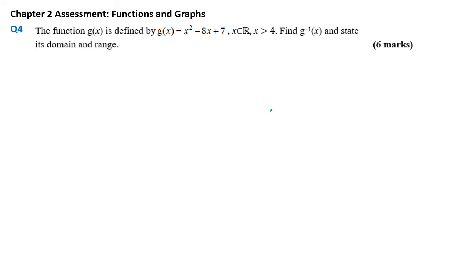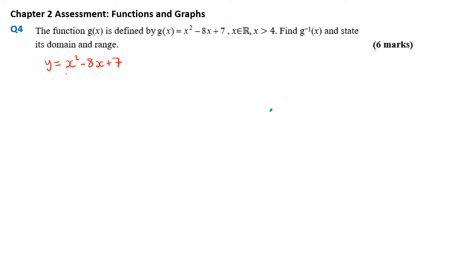So in question 4, we need to find the inverse function of g given here. We're going to start in the same way, putting y equals x squared minus 8x plus 7, and then we need to rearrange to make x the subject. To do that here, we basically use the trick of completing the square.